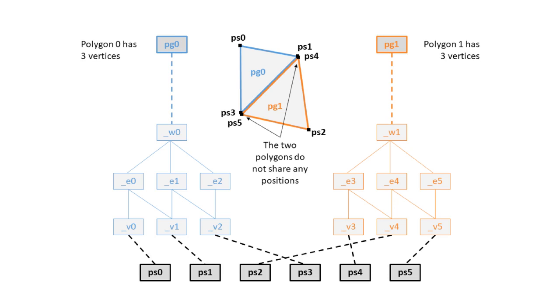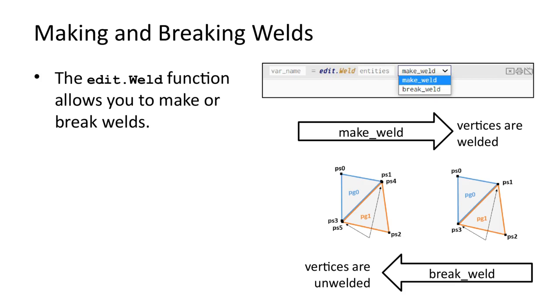Let's have a look how this affects coding in Mobius. When writing code to generate models, you may need to control the sharing of positions. In some cases, you may want to weld vertices that are currently not welded. This means that you may need to merge multiple existing positions into one new position.